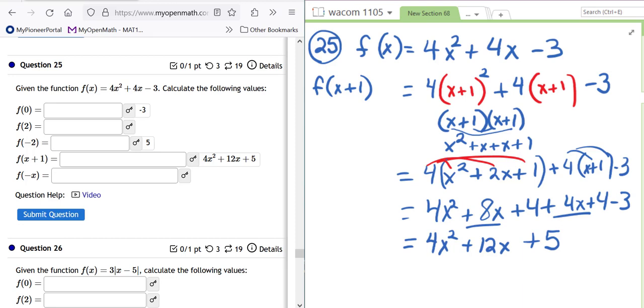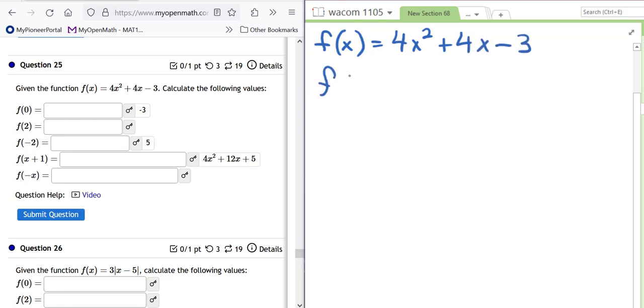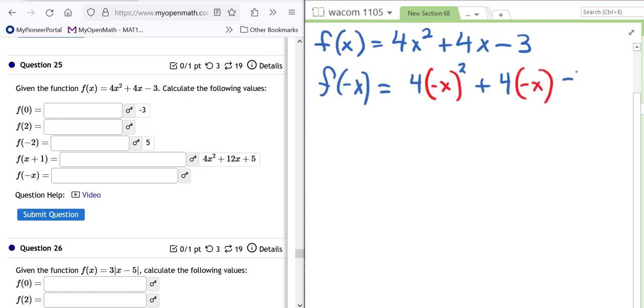I'm also going to do the f of negative x. It will be a similar thing. You will put negative x in the two places where you have an x. All right, and I'm going to rewrite my original since I don't have it here. So f of negative x is 4. Put your negative x here. Squared plus 4 times negative x minus 3.